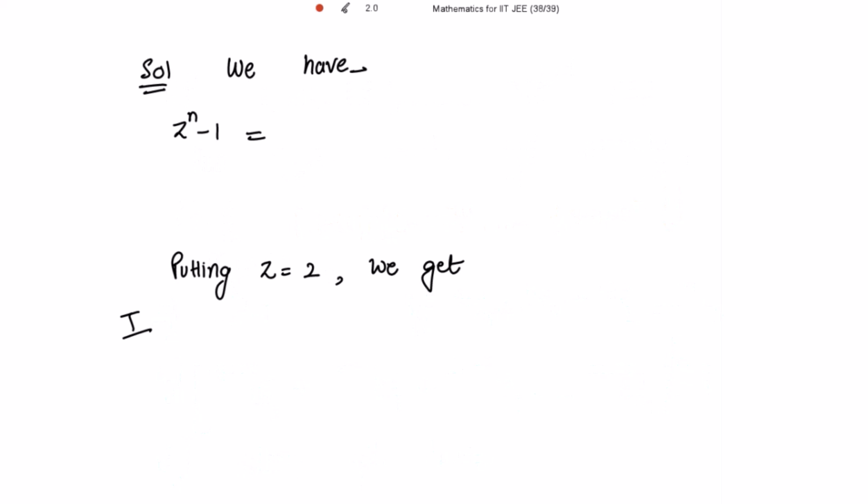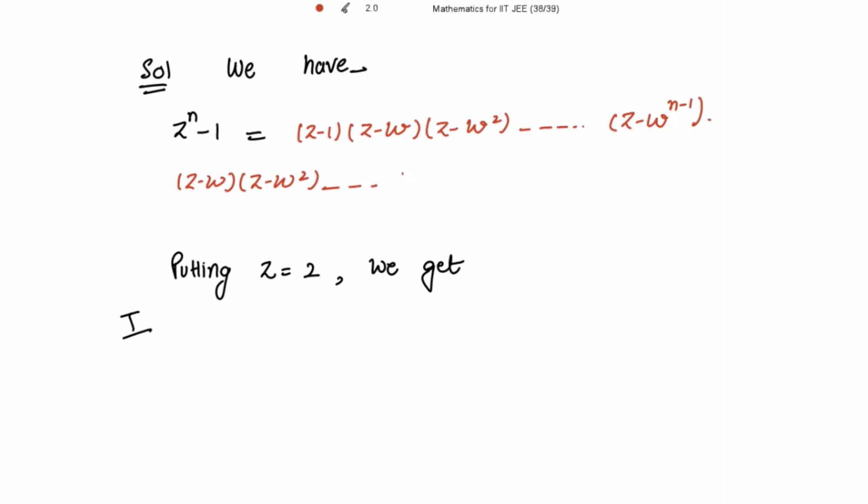Okay, we have z to the power n minus 1 equal to, yes, we all know that this is equal to (z minus 1) into (z minus omega) into (z minus omega square) up to (z minus omega to the power n minus 1), right? Let's take this z minus 1 to the denominator of the left hand side. So we get (z minus omega) into (z minus omega square) up to (z minus omega to the power n minus 1) equal to z to the power n minus 1 divided by z minus 1.